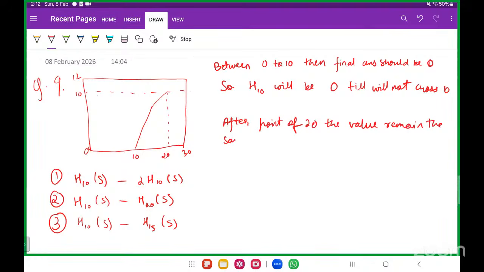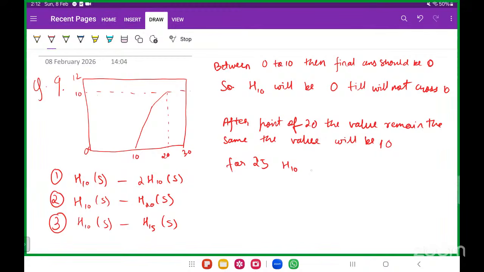So if you look here, h10 is nothing but x minus 10. Agreed, everyone? So at 20, this value will become 20 minus 10, which is 10. Now, let's say you are calculating for 25. For 25, h10 will be 25 minus 10, which is 15, and h20 will be 25 minus 20, which is 5. And 15 minus 5 is 10.